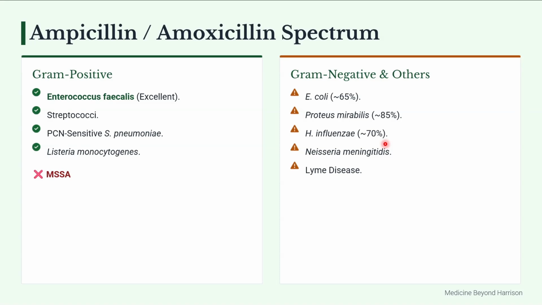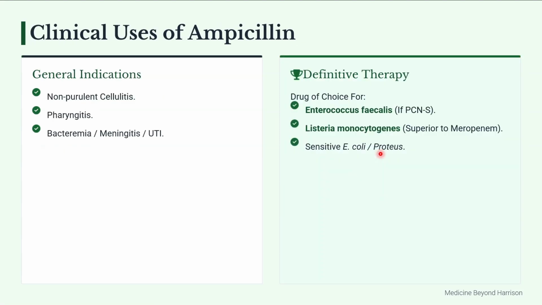So try to avoid ampicillin and amoxicillin for gram-negative organisms, because only 65% of E. coli is susceptible, and 85% of Proteus is susceptible. Neisseria meningitidis rarely and Lyme disease also rarely. It is used with caution for all these drugs, and they are not the primary penicillin drugs for this group of organisms. Clinical uses of ampicillin are non-purulent cellulitis, pharyngitis, bacteremia, meningitis, and UTI. Nowadays, ampicillin is mainly used in case of Listeria, CNS infections, and Enterococcus faecalis if it is penicillin sensitive.